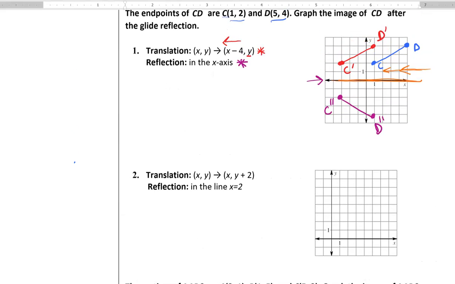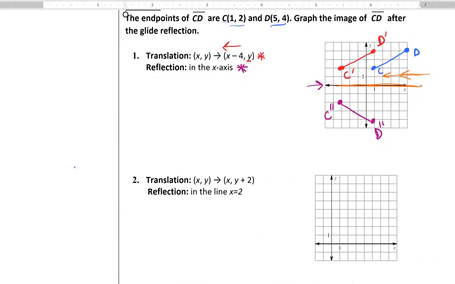We need to translate. Looks like I'm using the same segment. I'm going to do a translation and then a reflection. So I'm going to start again by going back and graphing those 2 points. (1, 2), and then (5, 4). Okay, I don't know why I'm labeling them with primes. It's just C. Let me get rid of that. C and D.